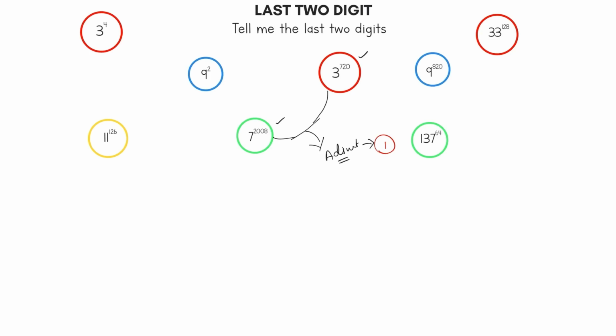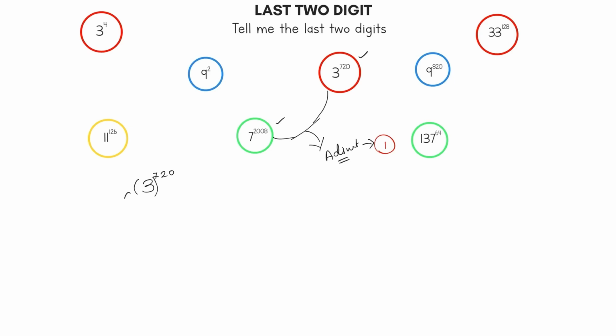Okay, so let's start with 3 raised to 720. Let's start with this, 3 raised to 720. Now what do I have to do here? It looks like a good number, but I need to make sure that it ends in 1. So which power of 3 ends in 1? 3 raised to 1 is 3, 3 raised to 2 is 9, 3 raised to 3 is 27, 3 raised to 4 is 81. So 3 to the power 4 ends in 1.